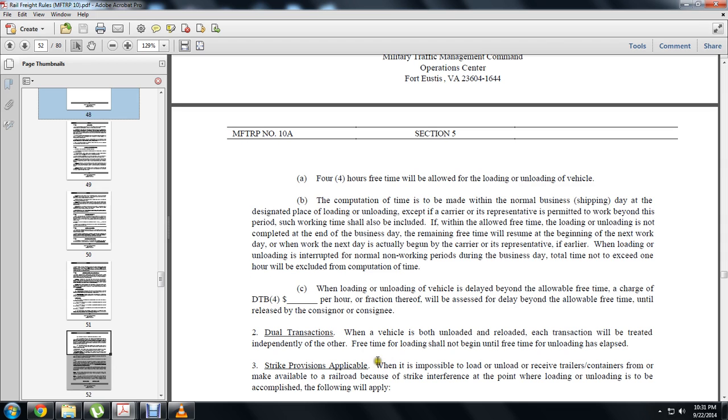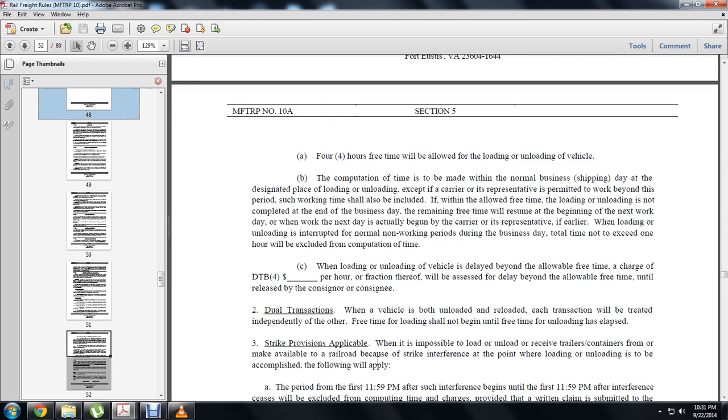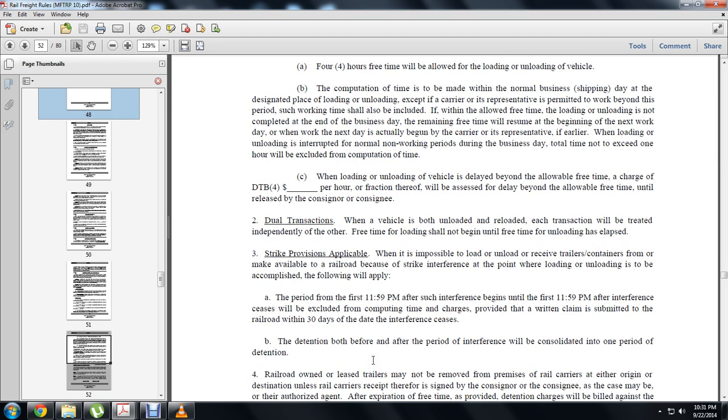If it is impossible to load, unload, or receive trailers or containers made available by the railroad because of a strike interference at the point where loading and unloading is to be accomplished, the following applies. The period from the first 11:59 p.m. to 2400 hours, until such interference ends at 11:59 p.m., will be excluded from the computation of charges, provided a written claim is submitted to the railroad within 30 days after the interference ceases. Detention before and after the period of interference will be consolidated into one period of detention.